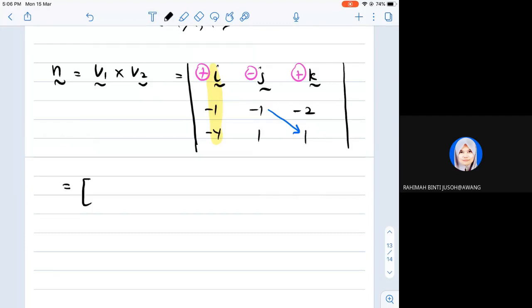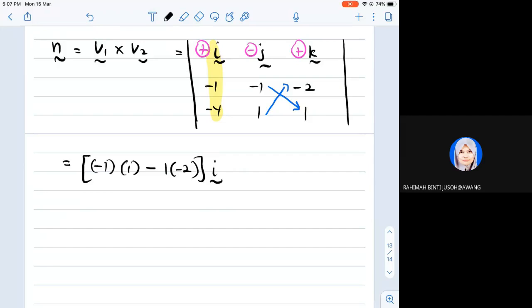Open the bracket. Negative 1 multiply by 1 minus, okay, minus 1 times negative 2. Macam tu. Okay, so minus 1 times negative 2. This is for I. Now for J. Untuk J, don't forget we have negative sign. So you can letak negative dekat J. Open square bracket ataupun bracket terpulang lah.